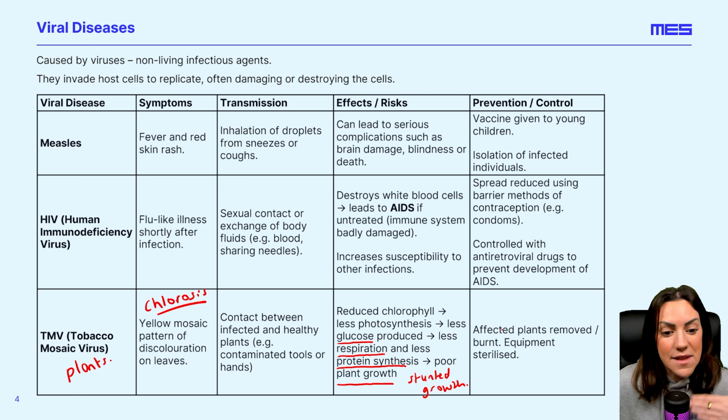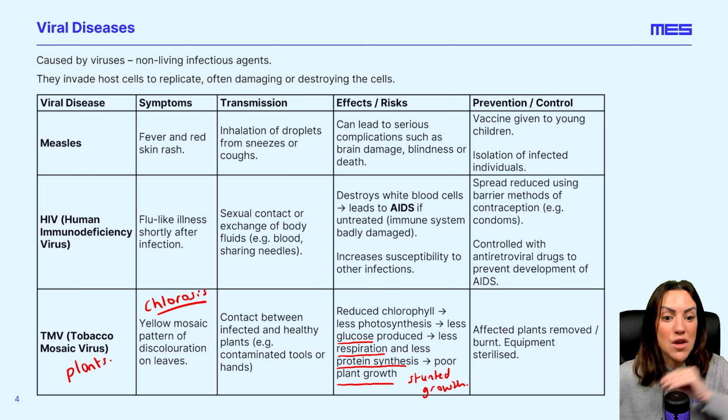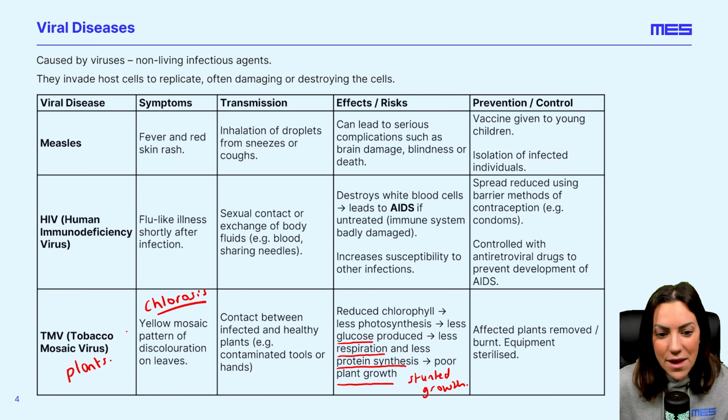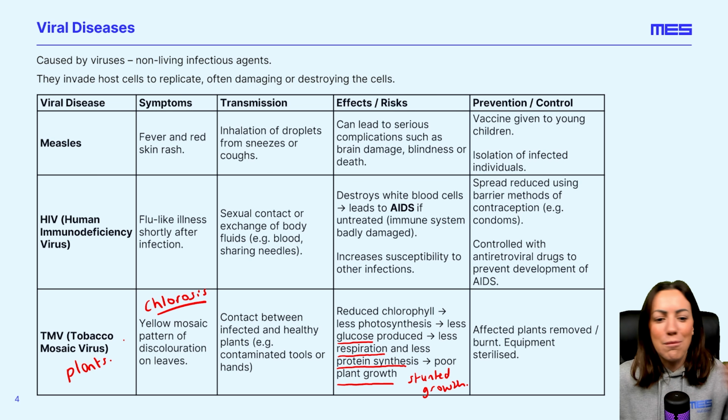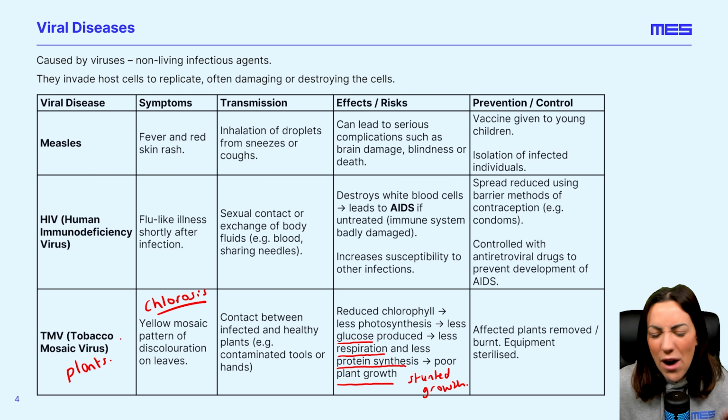Now, how do you prevent or control the spread? Well, if a plant has an infection with TMV, you should remove that plant. You could burn the plant to destroy the virus, and any equipment used during gardening, or even your hands, should be cleaned and sterilized before going to the next plant, so that you're not transmitting that virus from the infected plant to the next plant. You can also keep your plants further away from each other. You can plant them further apart to reduce the spread, things like that.